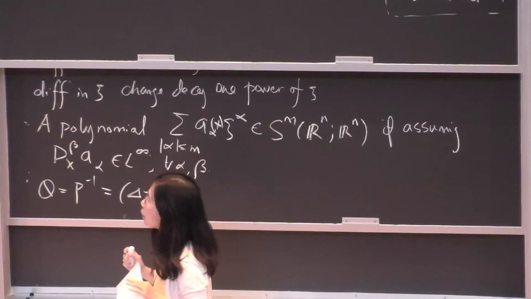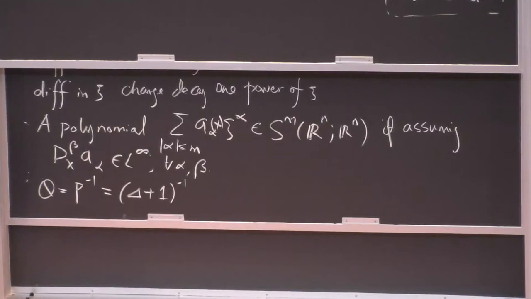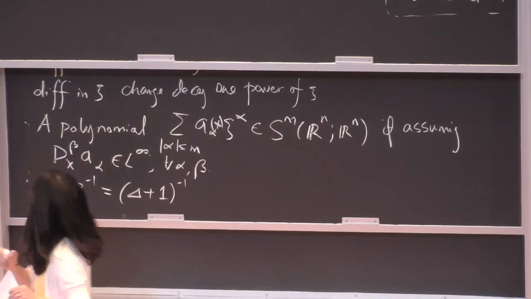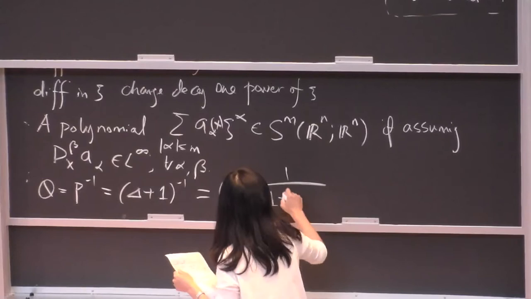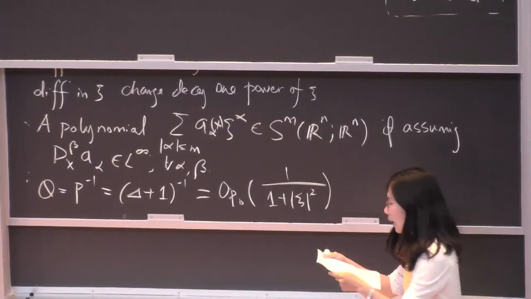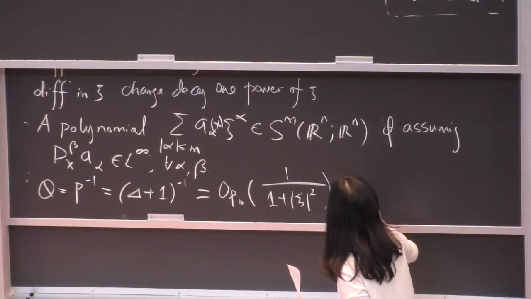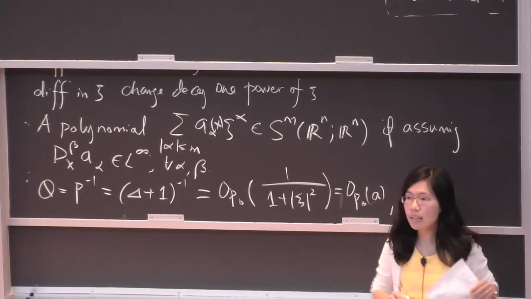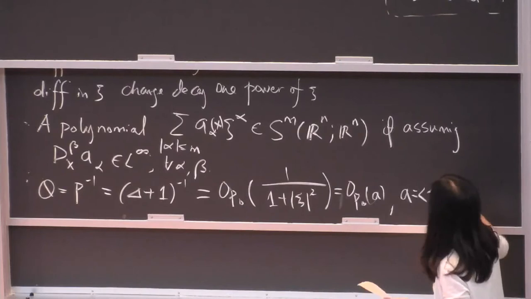Again, what you see is that we apply this Fourier inversion formula, and if I plug in this 1 over 1 plus xi squared, then I invert it, because the Laplacian plus 1 is multiplying by 1 plus xi squared. So this is equal to Op 0 of 1 over 1 plus xi squared, by my definition. And one thing we can see here is that, let me call it Op 0 a, where a is equal to the thing in the bracket. Another way to write it is just the Japanese bracket of xi to the minus 2.